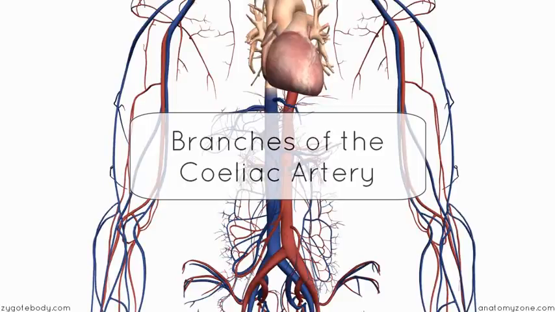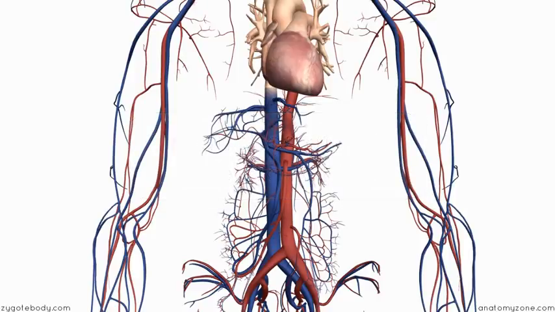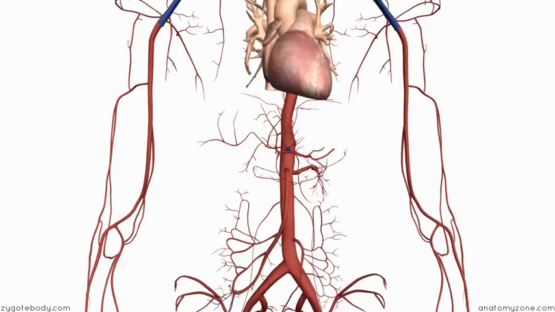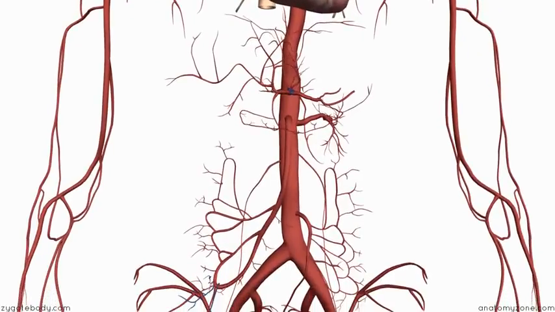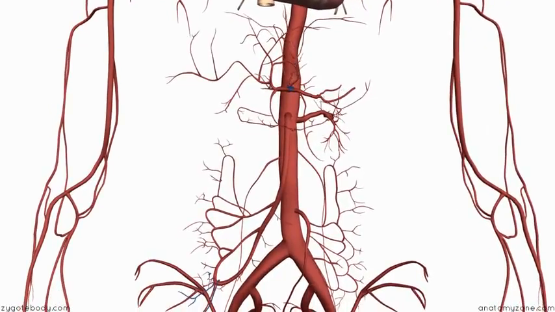Okay, so this is a tutorial on the celiac artery. I'm going to talk you through the various branches of the celiac artery in this tutorial. I'm just going to get rid of the venous system, and we'll just look at the arterial system, and we'll focus in on the celiac artery. So we're looking now just at the arterial system, and we're focusing on the abdominal section of the aorta.